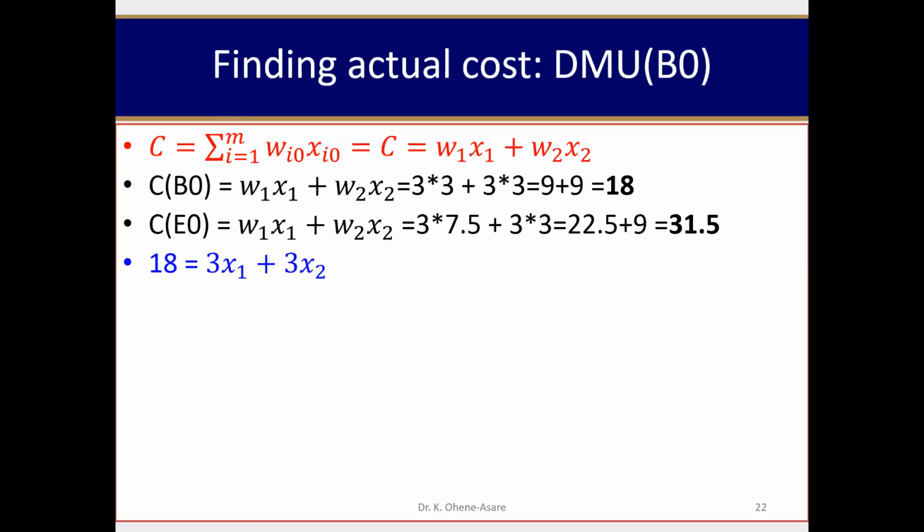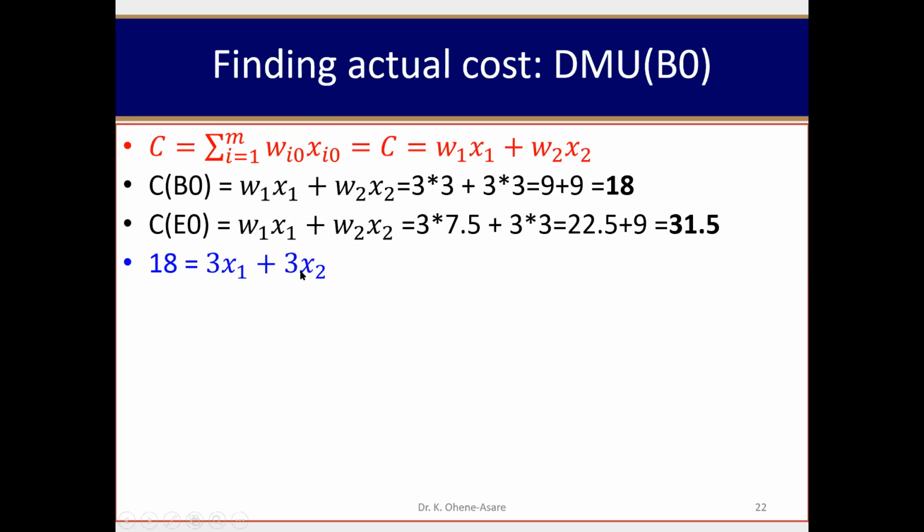I'm going to take one of them and then draw the isocost for that. So I'm going to take that of DMU B, and then draw the isocost. Now, when you draw the isocost, you take this same formula, C equals W1x1 plus W2x2, and then put the value of the actual cost there, which is 18. Then you substitute the prices, but you'll be left with the inputs. So you have the prices, which are 3 and 3, multiplying the inputs x1 and x2.